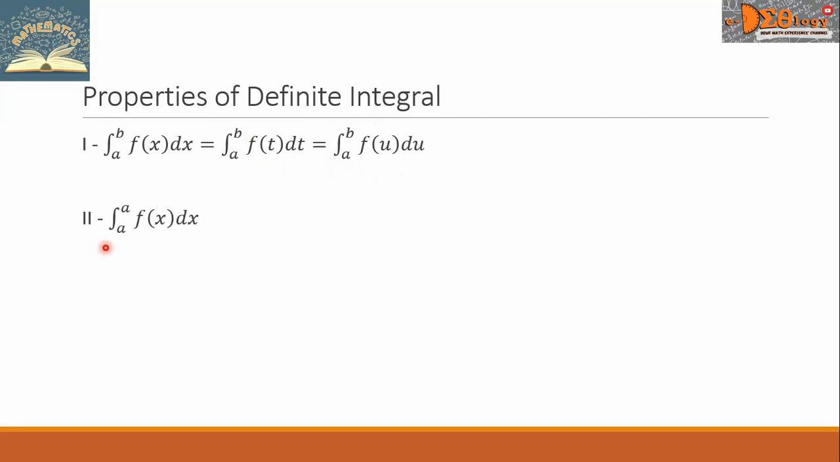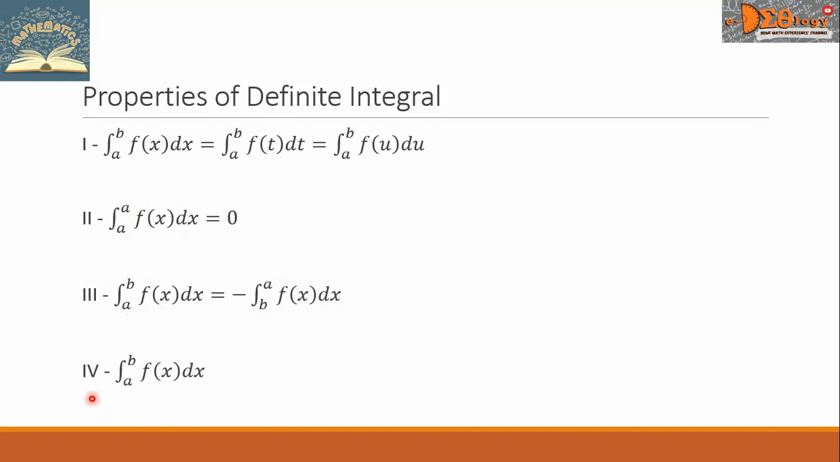Property number 2: the integral from a to a of f(x) dx equals 0. We can see here that the limits of integration are the same. Property number 3: the integral from a to b of f(x) dx is equal to the negative of the integral from b to a of f(x) dx.